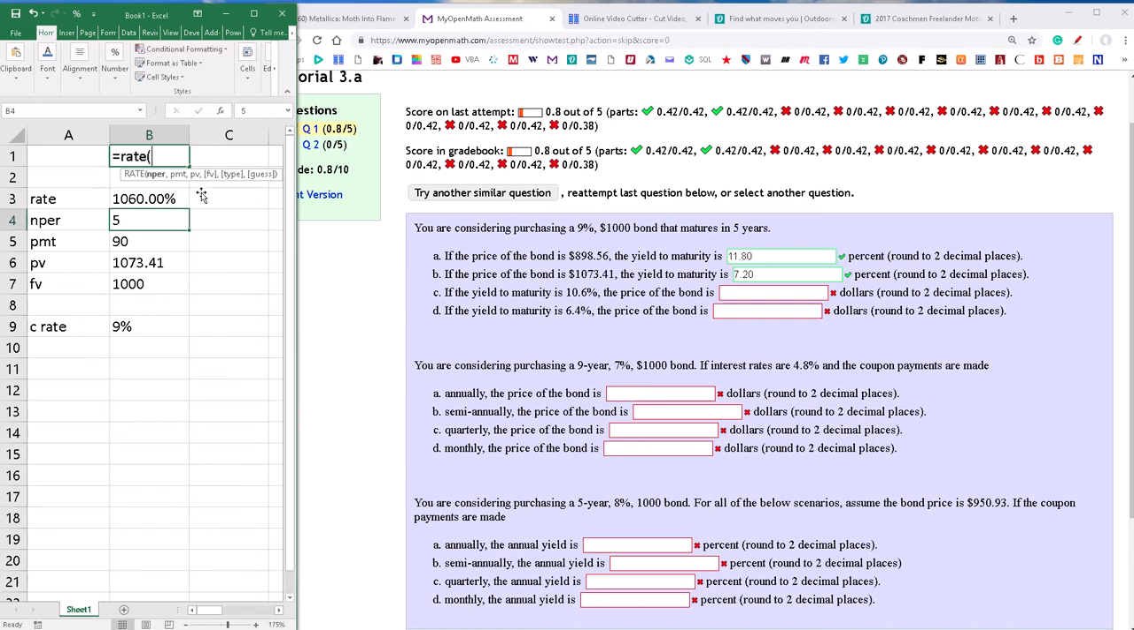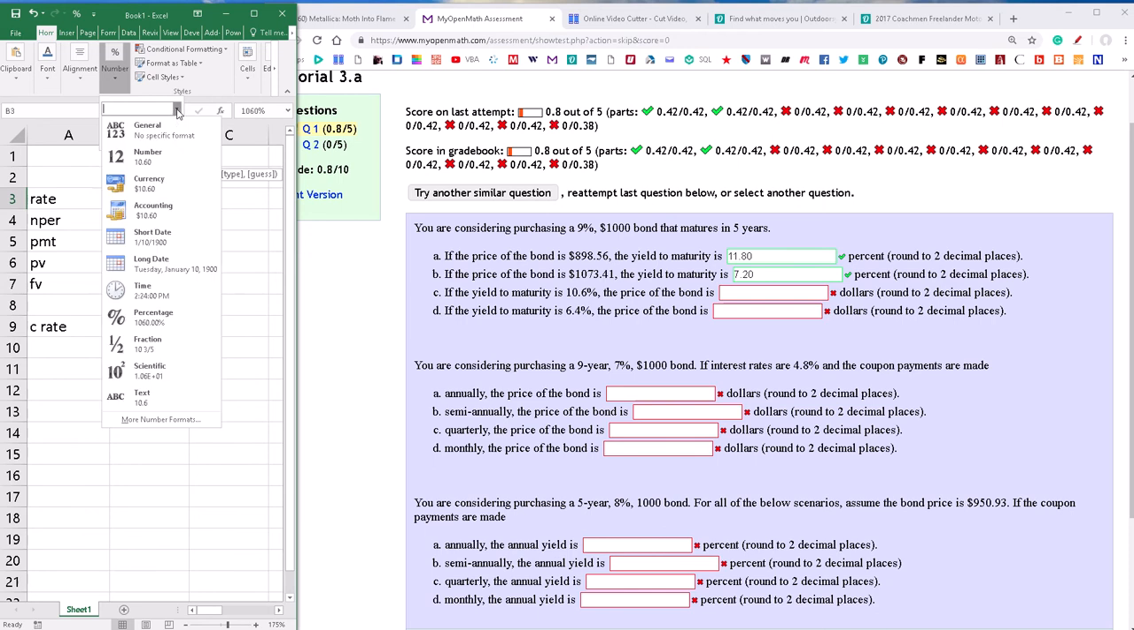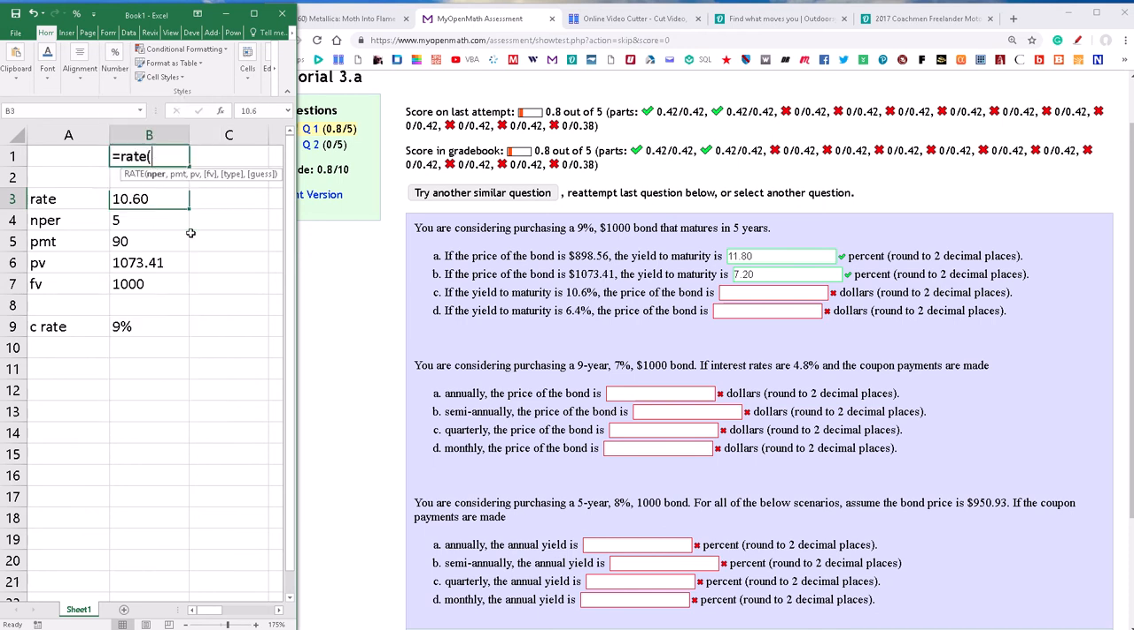10.6. Whoops, gotta change that. Just a number. Okay, so the rate is 10.6. It's assumed to be in percentages. And what we want to know is the price, or present value, of this income stream. So I'm going to make that bold, and I'm going to replace this with equals PV.